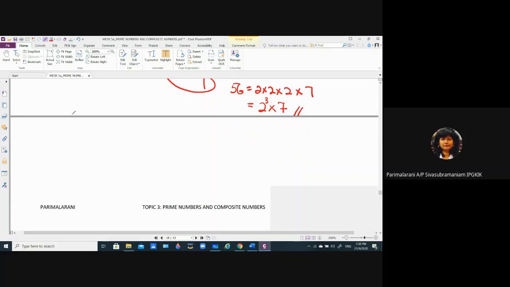You try this. 1050, you do the prime factorization and tell me what the prime factors are. I have 2 questions for you.